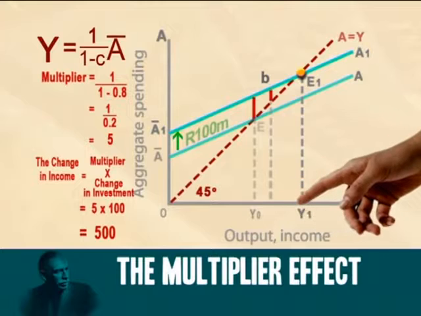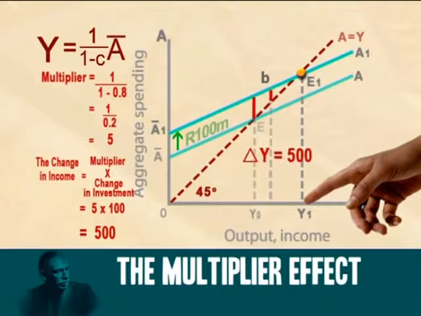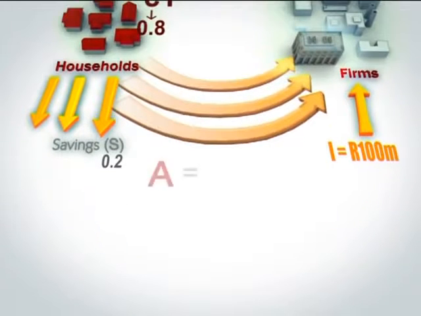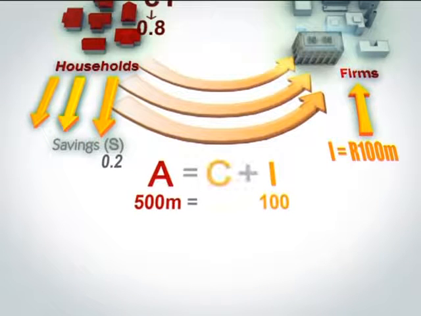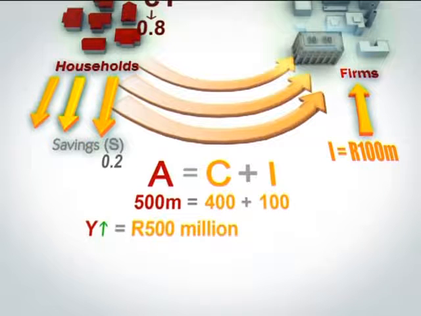Now, back in our circular flow model, the impact of the multiplier can be shown like this. The increase in total spending is equal to the initial investment spend, 100 million rand, plus the change in induced consumption spending, which in the end amounted to 400 million rand. The level of production and income increased by the same amount as the change in total spending, 500 million rand.